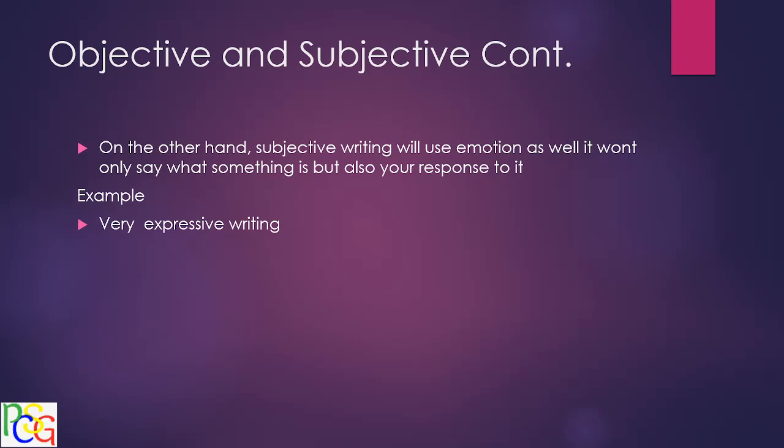But if I was using subjective, I would say I love the grainy feel between my toes, and I love the crashing of the waves, it makes me feel calm, and I love the way the breeze blows through my hair, whatever the case is, right? I talk way more expressively, and that's the difference between objective and subjective. I think I explained that pretty well.